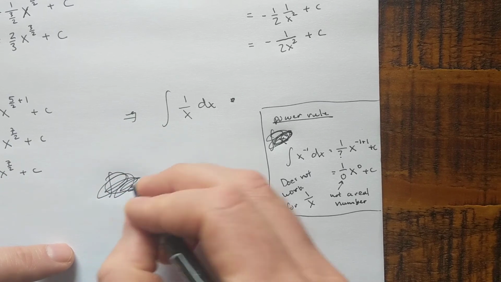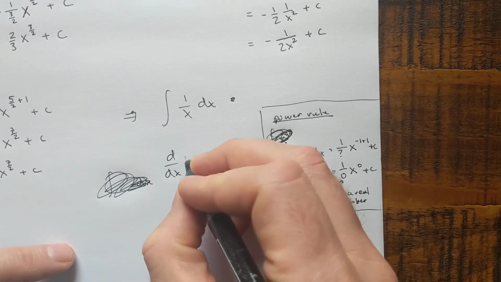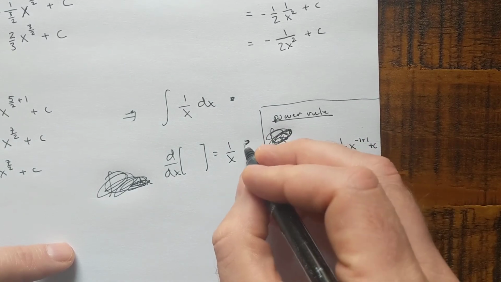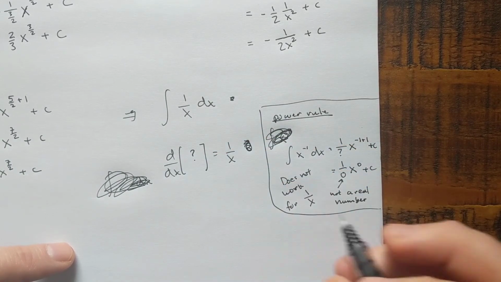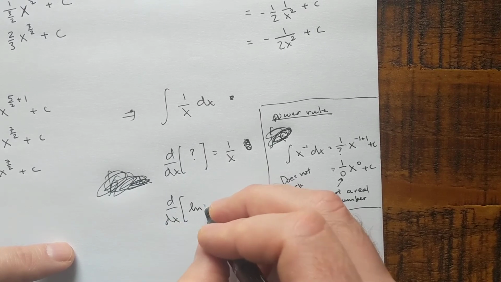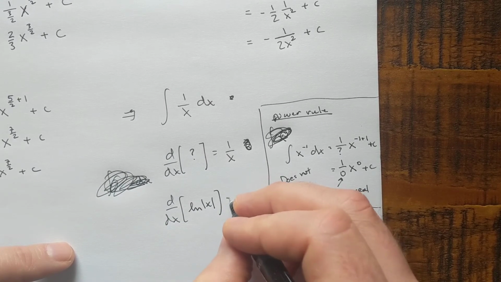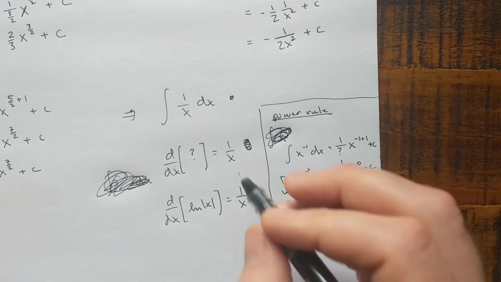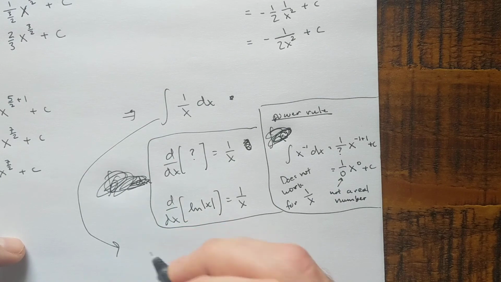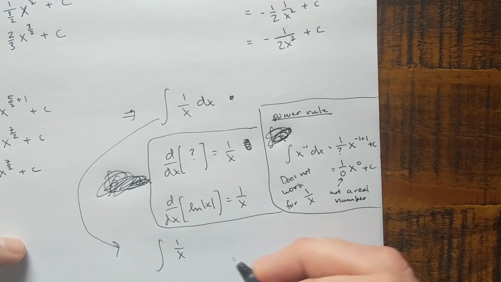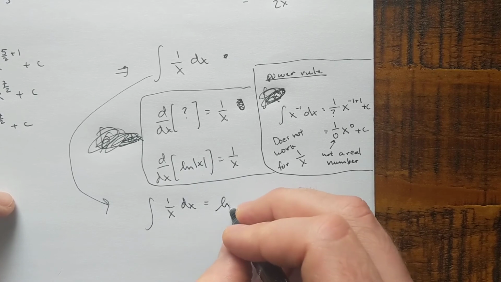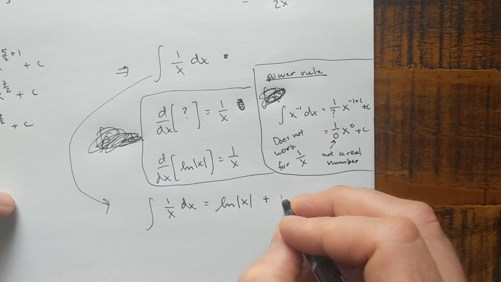So the question is, what function do I take the derivative of to get 1 over x, right? So what is this function? And the answer is the natural log. And so this tells us how to take the antiderivative of this. The antiderivative of 1 over x dx will just be the natural log of the absolute value of x plus c.